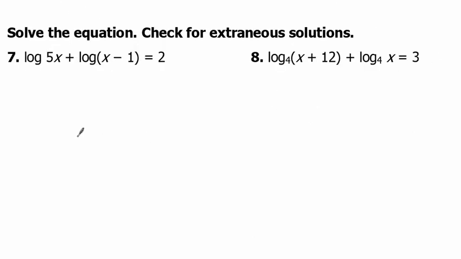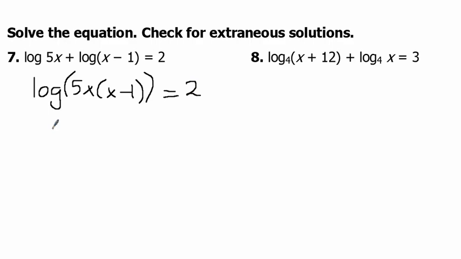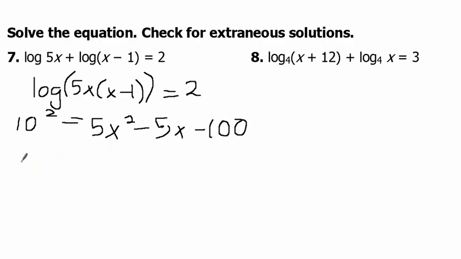Okay, a couple more that we need to combine together into one problem. We're going to combine like terms. We are going to combine inside one log by using parentheses. And this is log base 10, so it is 10 squared equals, and when we multiply these out, we get 5x squared minus 5x. So we're going to move the 10 to the other side, and 10 squared, so that's 100.